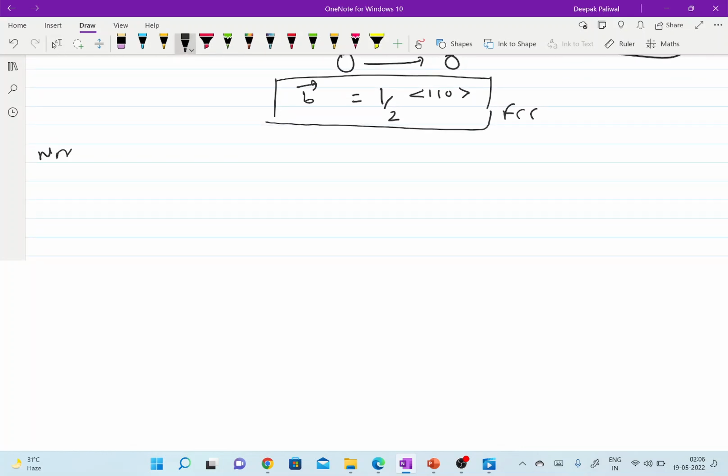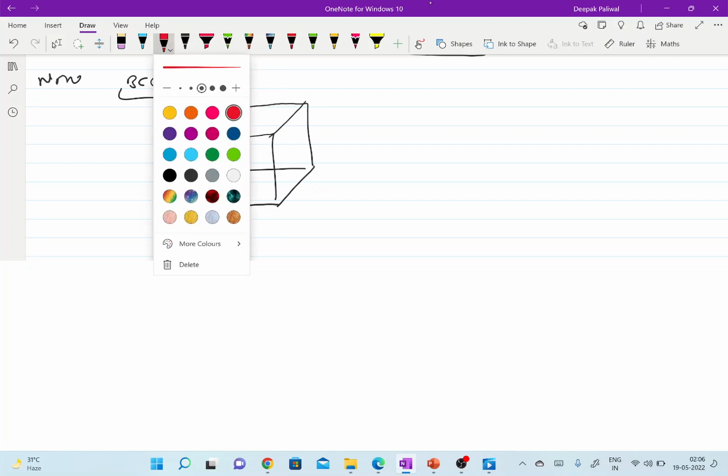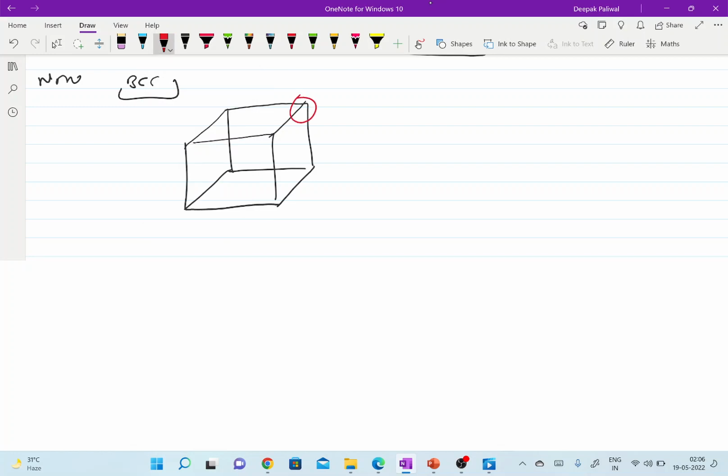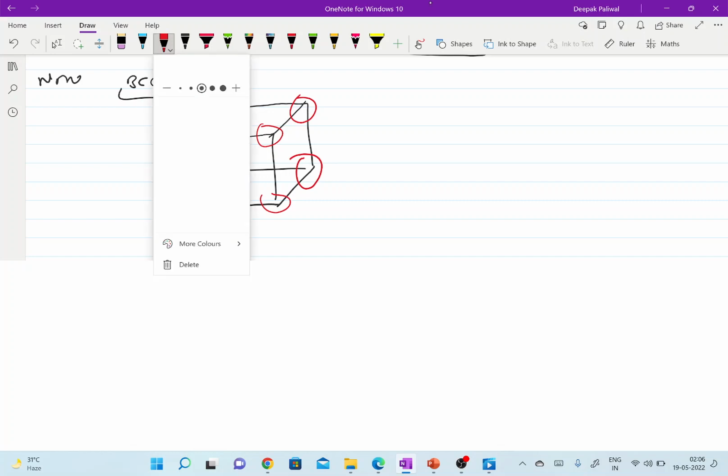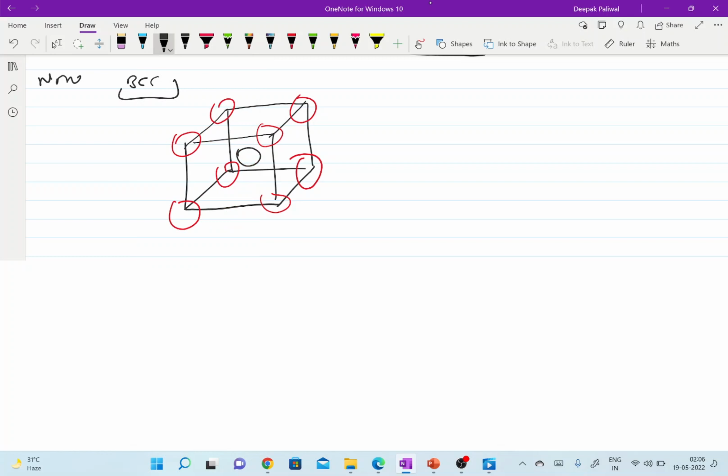Now for BCC, let me draw a unit cell. We know where our atoms are in the case of BCC. We have atoms at the corners, and again we have an atom at the body centered position, and 111 is the closest packed direction.